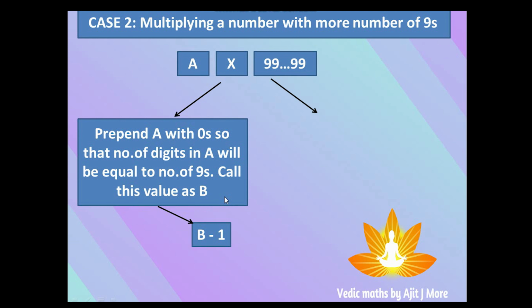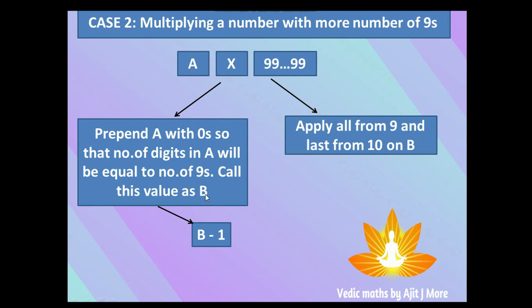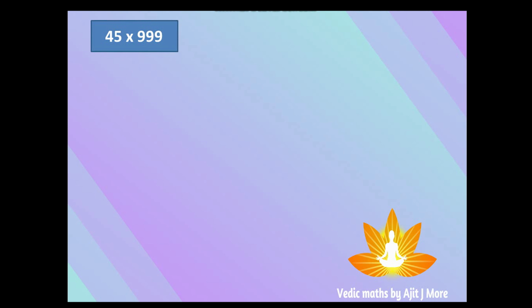Yes. And the second part: apply the Nikhilam rule on B, not on A. That is, all from 9 and last from 10. You subtract each and every digit of B from 9 and the last digit from 10. That will be your second part. Combine these two parts and you'll get your answer. Isn't it easy? That is the speciality of Vedic maths. It's making your work faster and easier.